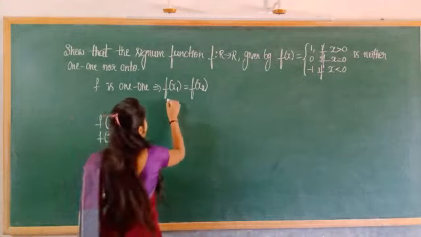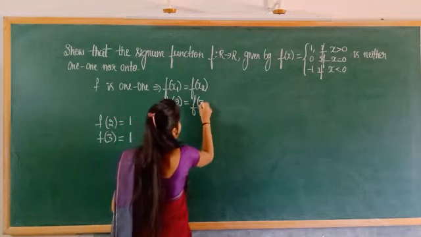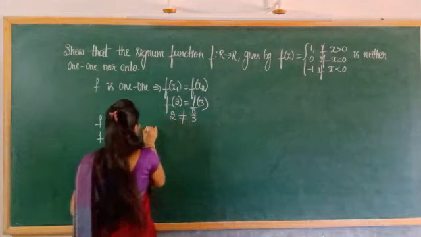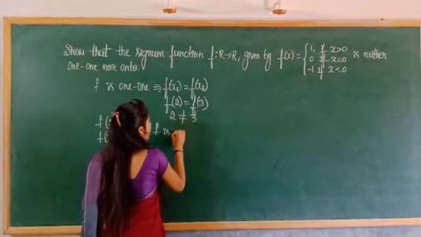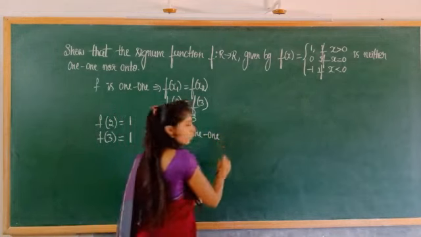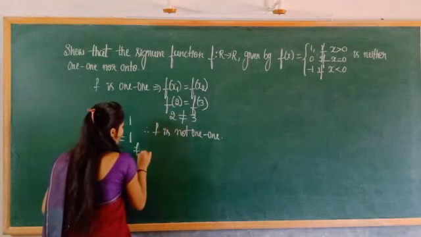See here, then f of 2 is equal to f of 3. But you see here, 2 is not equal to 3. Therefore, f is not 1-1. Not 1-1. Okay. Then next, is f onto?